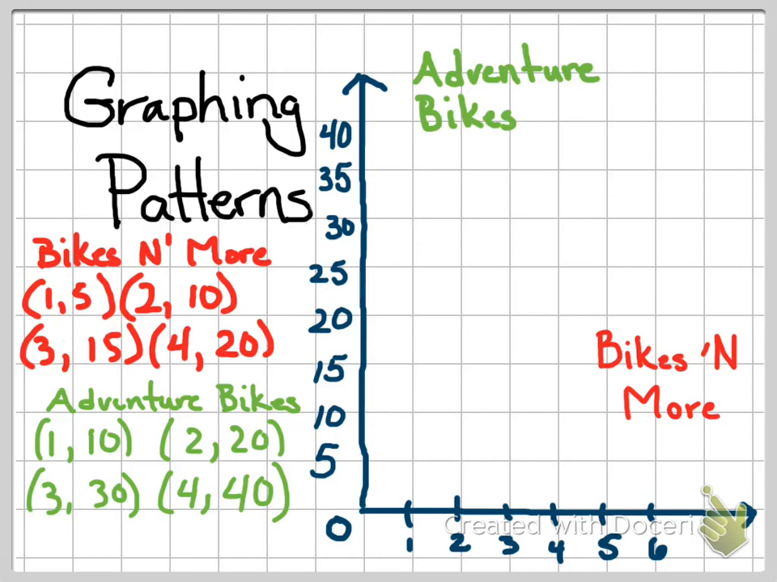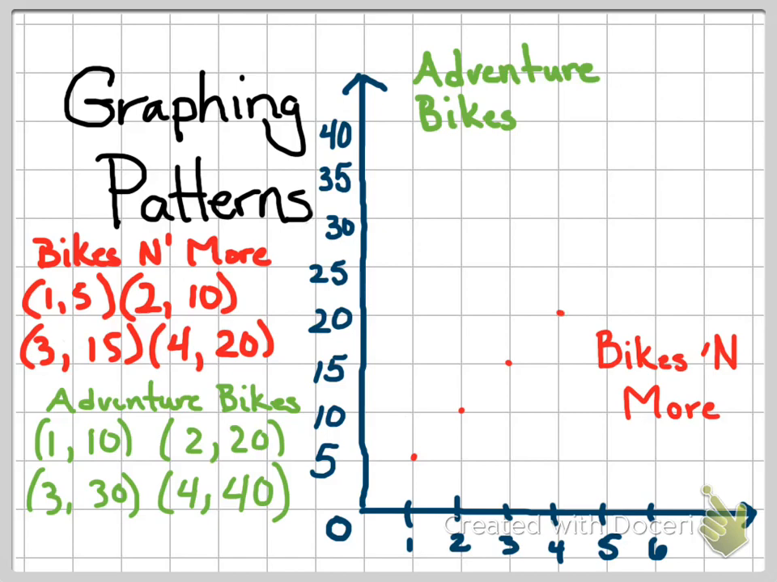My first point is at (1, 5). So again, like we talked about, I go over 1, and then I'm going to go up 5. And I'll put a point in red right there. My next point is at (2, 10), so I'll count 2 across the x-axis, and then I'll go up to 10. My next one is (3, 15), and then (4, 20).